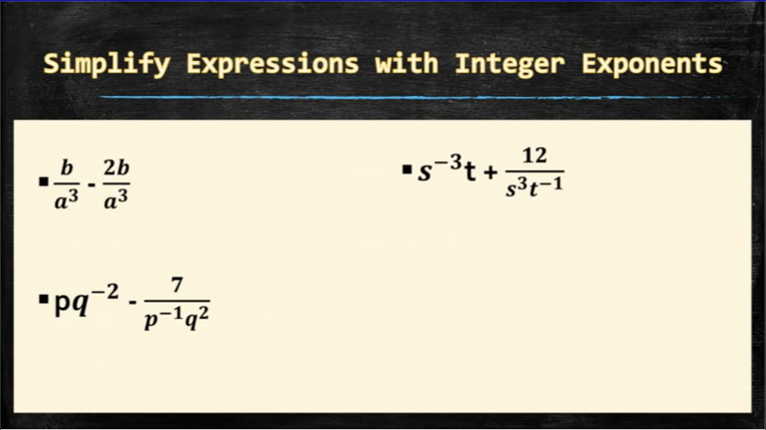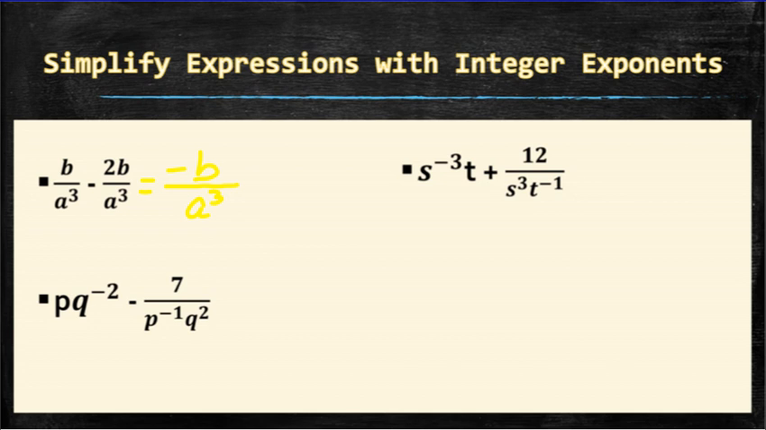So b over a cubed minus 2b over a cubed. I need to check to make sure that I have common denominators, and I do. So that means they're all over a cubed. And now I have b minus 2b. 1 minus 2 is a negative 1. And I have a negative 1b here. And there's nothing that I can simplify here. So my answer would be negative b divided by a cubed.